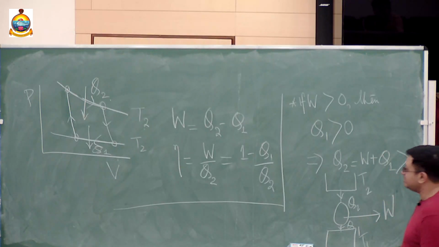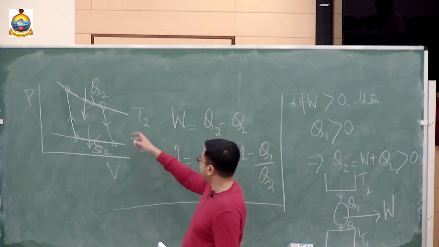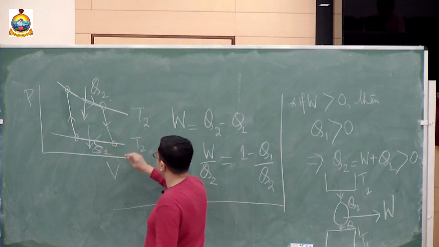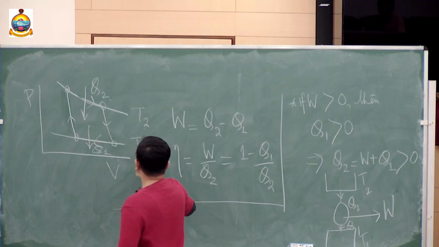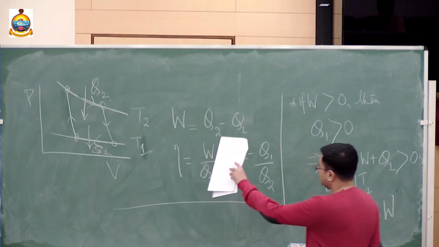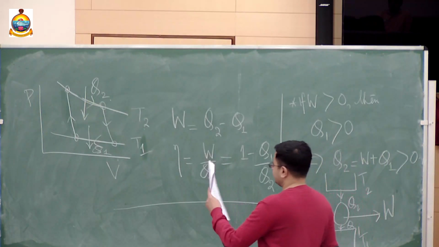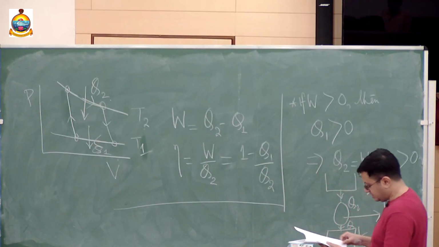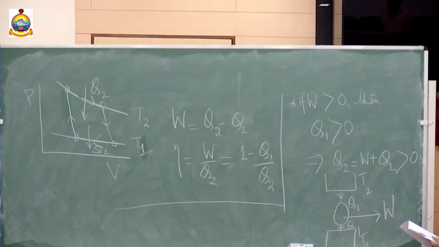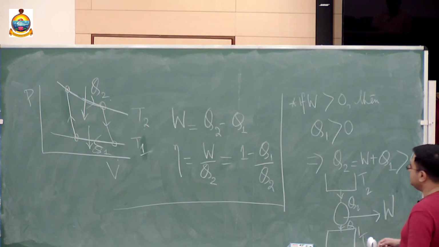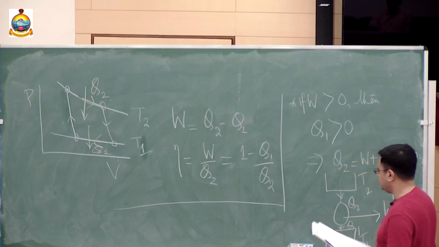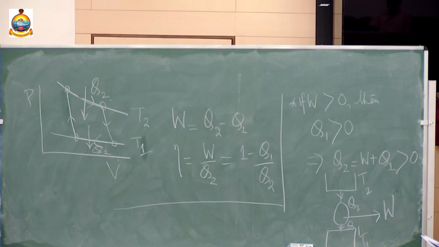And secondly, all reversible engines working between these two temperatures, T2 and T1, or between two given temperatures, have the same efficiency, which is given by 1 minus Q1 by Q2. And this allows you to define the absolute scale of temperature, which I will probably not do.